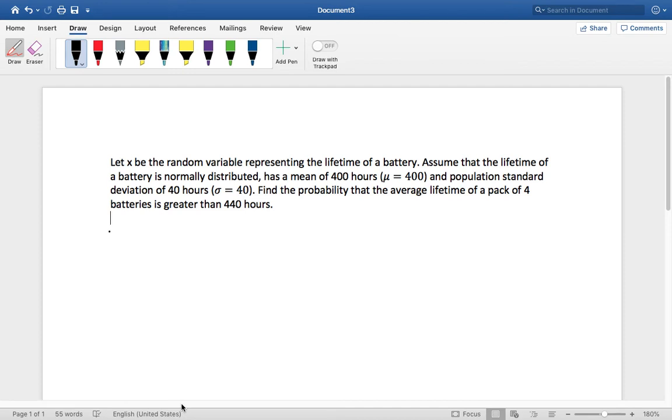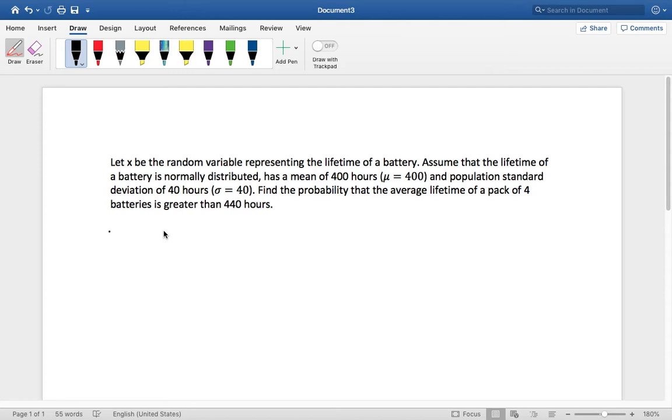So let's do an example. Let x be the random variable representing the lifetime of a battery. Assume the lifetime of the battery is normally distributed and has a mean of 400 hours and a population standard deviation of 40 hours. Find the probability that the average lifetime of a pack of 4 batteries is greater than 440 hours.